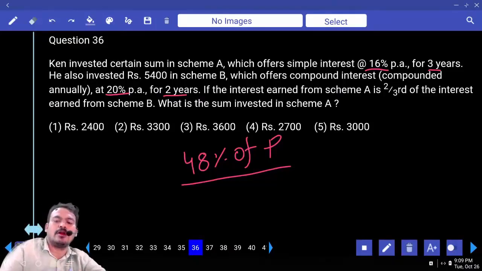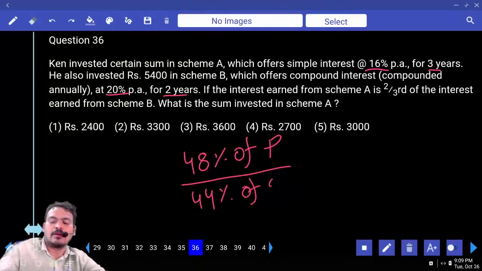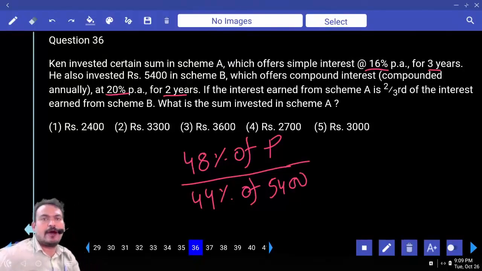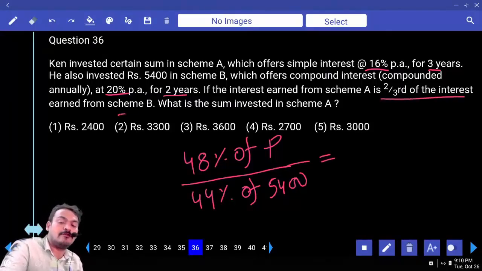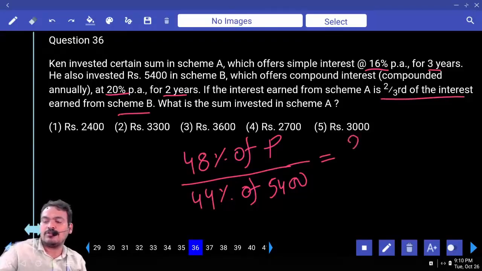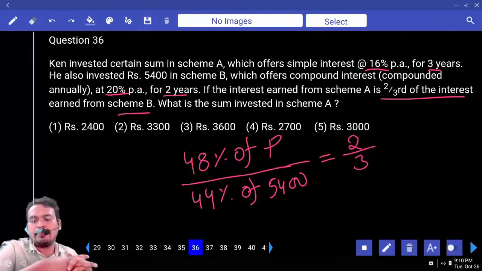20% for 2 years, compound or 44%? 44% of principal. But here, in the second case, the principal value is given: 5,400. Next, the numerator value is the interest on scheme A, and the denominator value is the interest on scheme B. The interest on scheme A is 2/3 of the interest of scheme B, which means the interest ratio is 2:3. We require the P value or the Q value? The P value. In the denominator, 44?